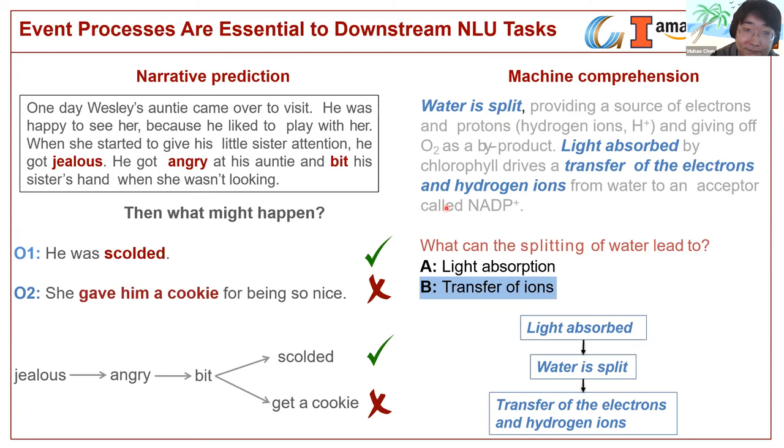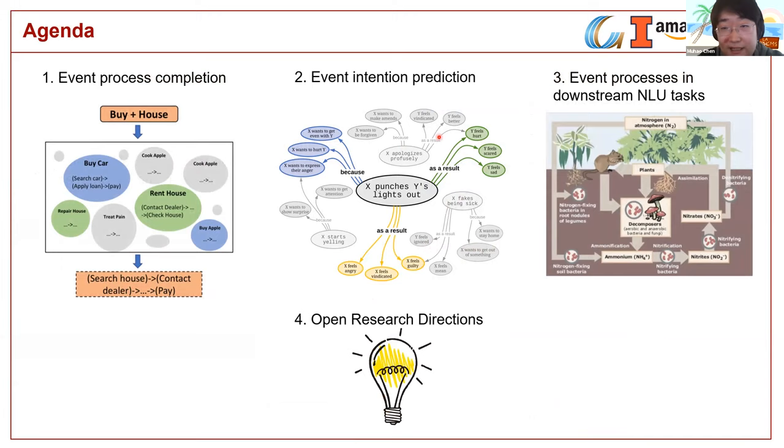In the rest of the talk, I will split the technical content into four parts. We'll first focus on recent progress of event process completion and the problem of event intention prediction. I will also introduce some downstream applications in natural language and computer vision, which are supported by understanding event processes. And I will spend a few minutes talking about some open research directions that are specifically related to event processes.